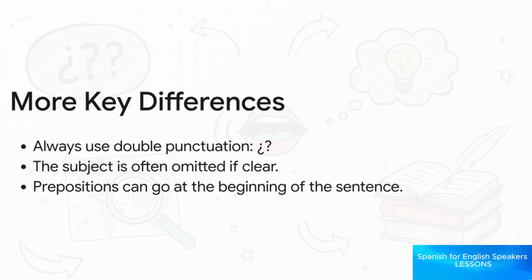Okay, a few other quick-fire differences to remember. First, when you're writing, you've got to use both the upside down and the regular question marks. Non-negotiable. Second, like we mentioned, feel free to drop the subject if everyone knows who you're talking about. And third, unlike in casual English, it's totally normal and correct to start a question with a preposition, like ¿con quién vas? With whom are you going?